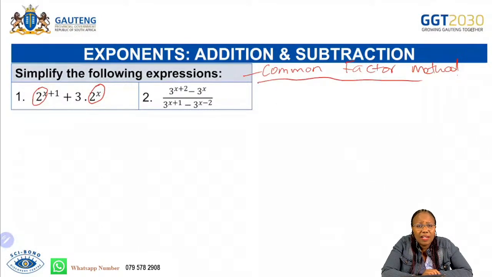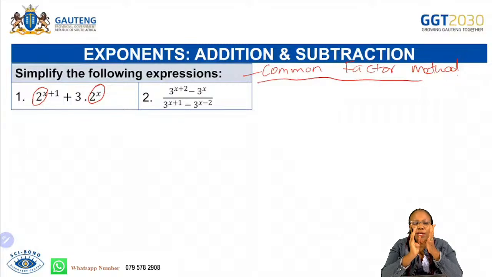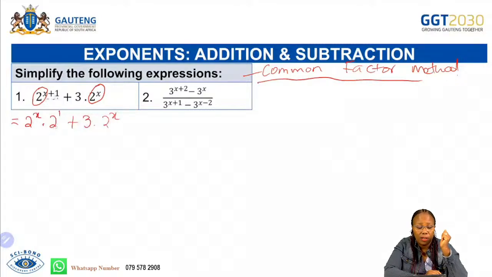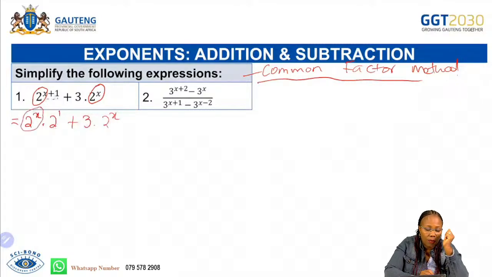So the first thing that you do is you separate the exponent. Ensure that each base has only one exponent. So this will be equal to 2 to the power x, 2 to the power 1, plus 3, 2 to the power x. So we are reversing this to its original. And then now we can take out what is common.